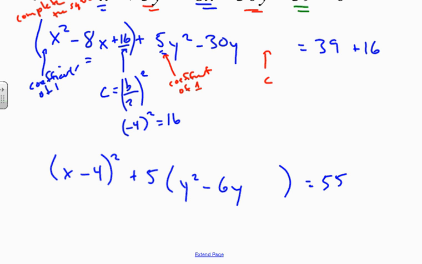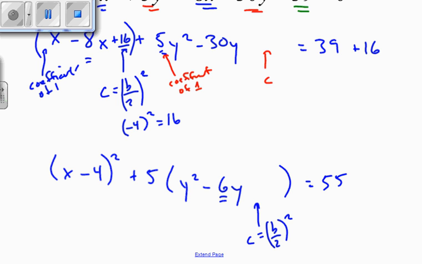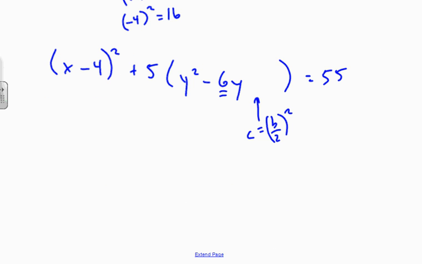Next thing we're going to do is find the c value. To find the c value, we're going to take the b value, divide by 2, and square it. Once again, the b value we're referring to is -6. So we're going to do the same thing: take -6, divide by 2, and square it. So we can see that c is going to equal -3 squared, which is 9, so we're going to add 9.